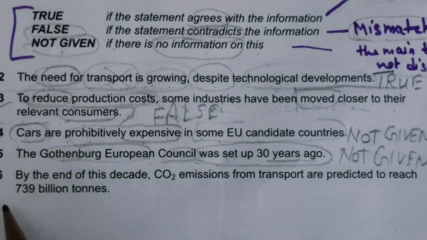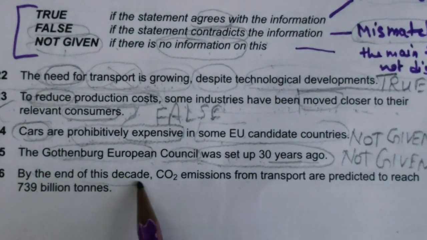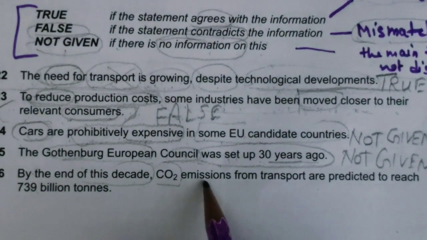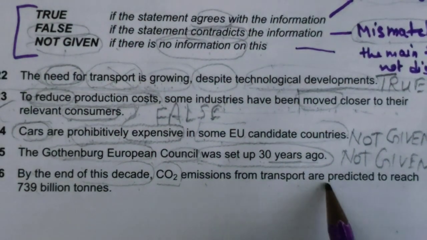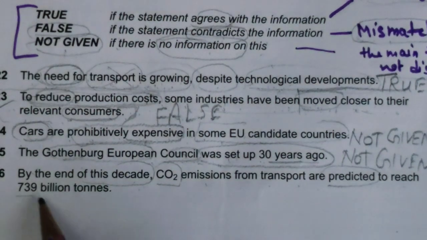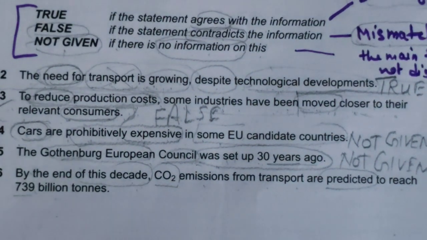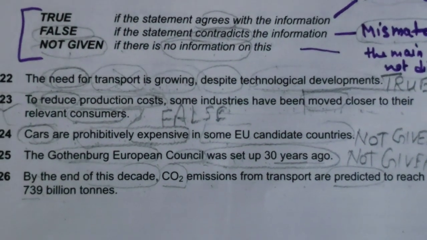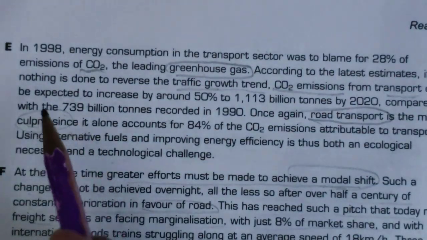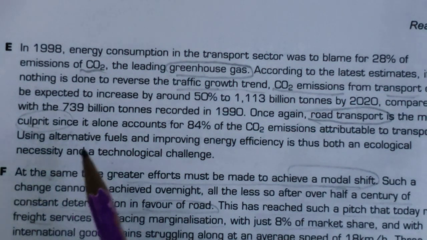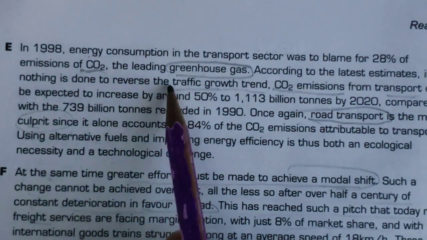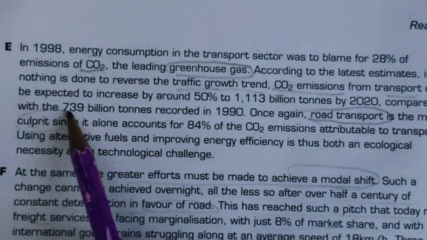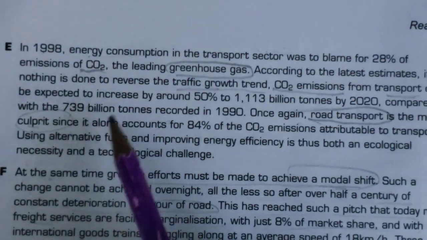Fine. So next is: by the end of this decade, CO2 emissions from transport are predicted to reach, okay, predictions are also there, to reach 739 billion tons. Yes, I know where they are talking about. It's in E paragraph. Okay, so here we can see in 1998, CO2 is here, and 739 is there. So we have to read from here to here.